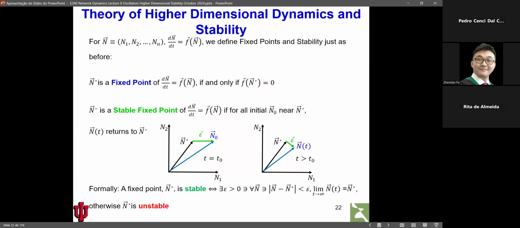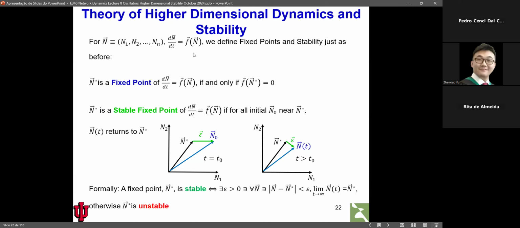Okay, so the idea now is how we generalize these ideas to understand how we deal with higher dimensional dynamics and stability. So what we know about the fixed point is that now we have a vectorial equation here. So this function here will be a vectorial one, right? That may depend on a set of parameters, right? And what you know is that at the fixed points, this Fn is going to be 0.